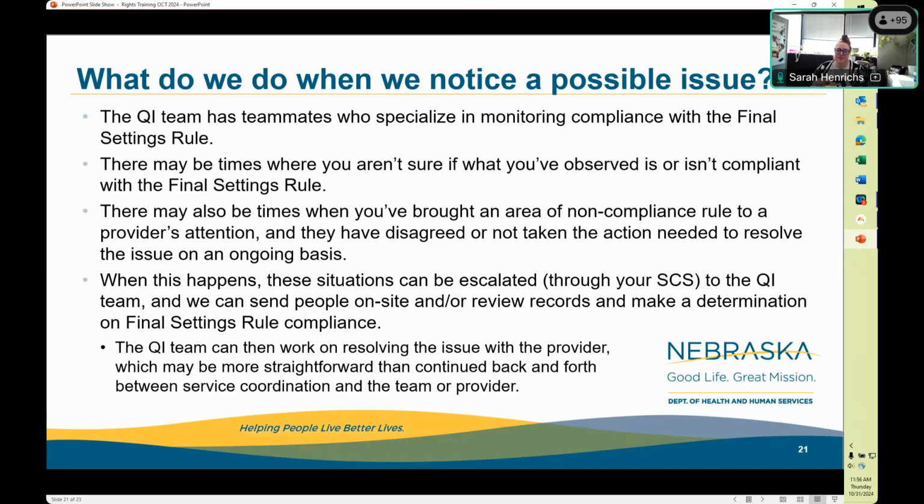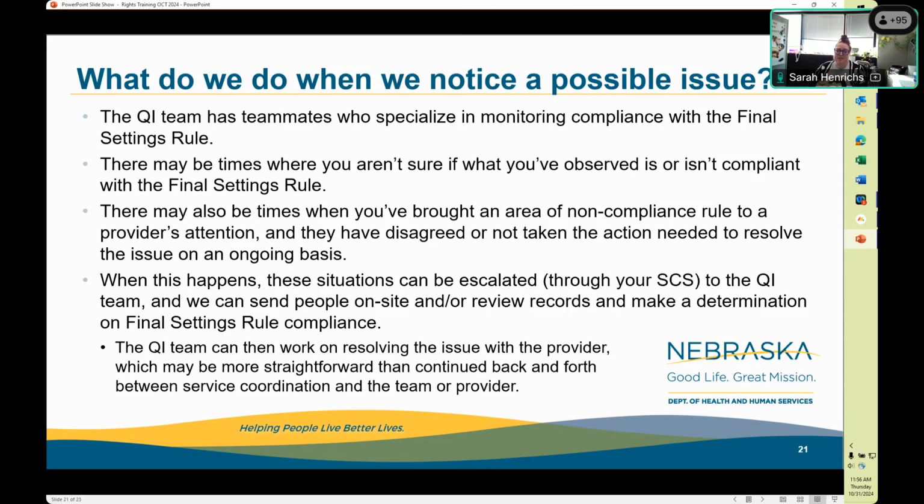And when that happens, those situations can be escalated through your supervisor, through your SDAs, to the QI team, and we can send people on site or do records reviews and make a determination on final settings rule compliance.